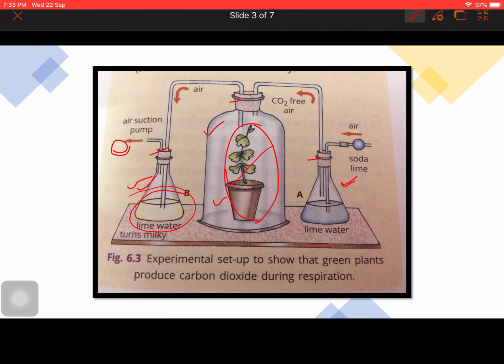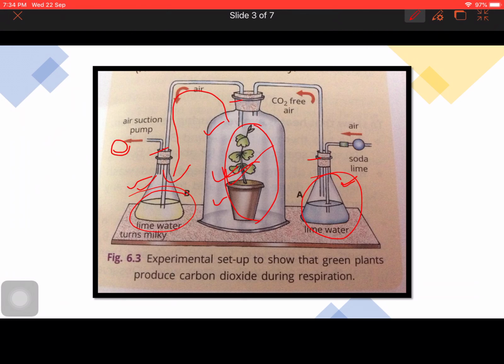So what is the observation? When the air is first pumped in, the lime water in flask A didn't turn milky. So what is the use of this experiment? It shows that carbon dioxide is produced during respiration. Obviously it is produced, because when the air passes through the bell jar, the lime water in flask B turns milky. Hence it is proved that green plants produce carbon dioxide during respiration. So this is the first experiment of today, and it is proved by this simple experiment that carbon dioxide is produced during respiration from this potted plant.